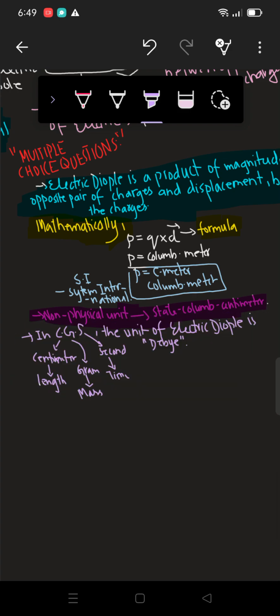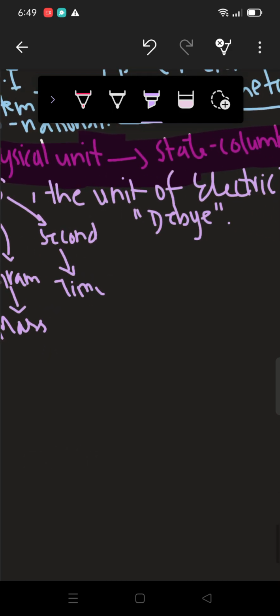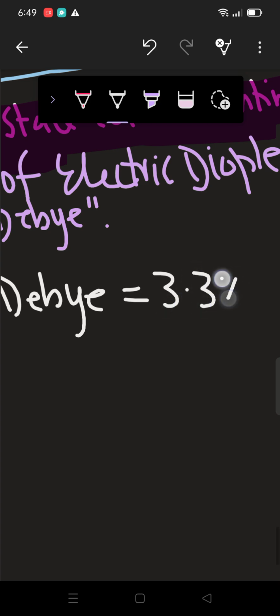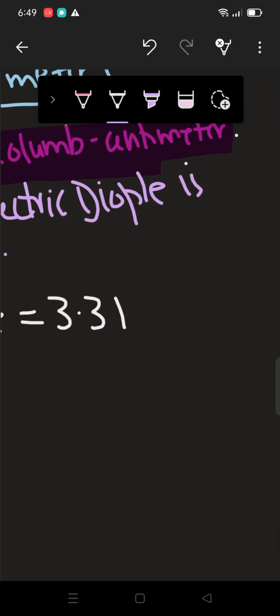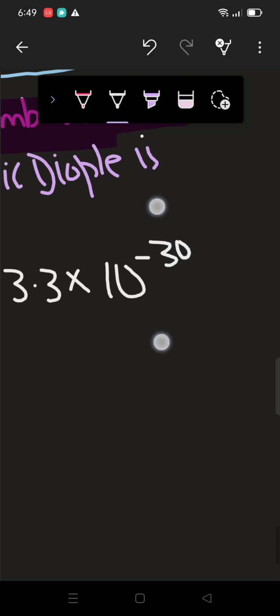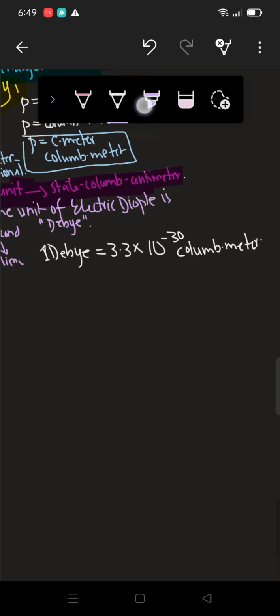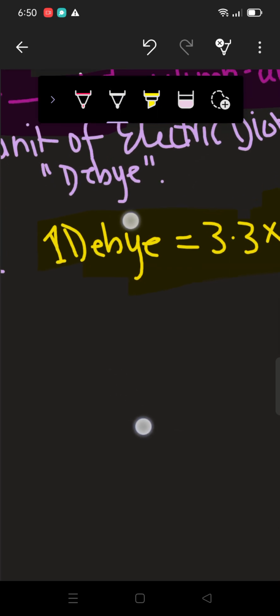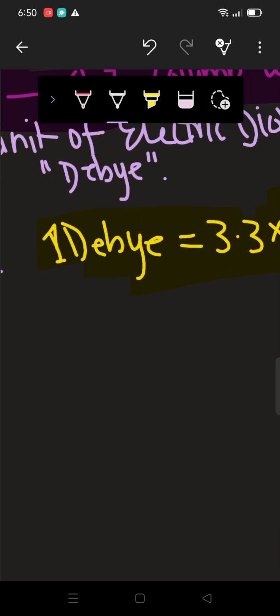Now you can be asked what 1 debye is equal to. 1 debye is equal to 3.3 into 10 to the power minus 30 coulomb meter. 1 debye is equal to how many coulomb meter? 1 debye is equal to 3.3 into 10 to the power minus 30 coulomb meter.